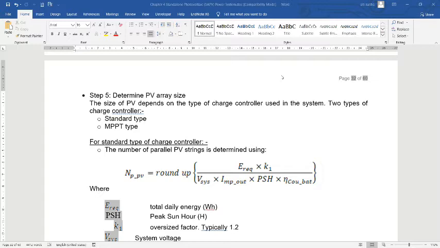To increase the voltage while keeping the current low and the wire size small, especially for long wires, the most suitable is the MPPT controller. This MPPT charge controller should be connected to the panels in series connection to increase the voltage. Okay, let's continue with the standard type of charge controller.